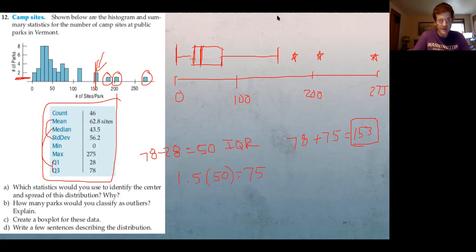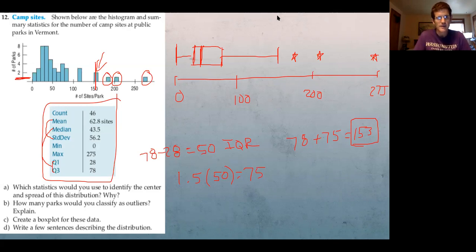Okay, and then for the last part, when it's asked to describe the distribution, we actually have the histogram. So we'd always include the context. I'm not going to write it out, but the distribution of number of campsites at public parks in Vermont, I just took that straight from the question prompt, is, now I would say it's unimodal and it's skewed to the right. So I just described it, that's the D I of DISCO.